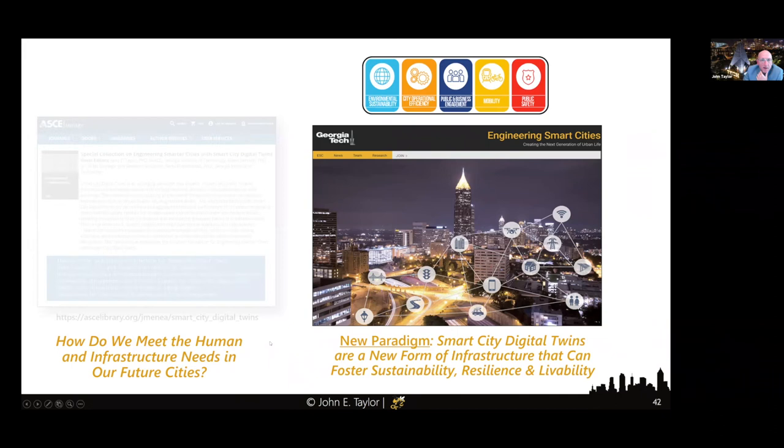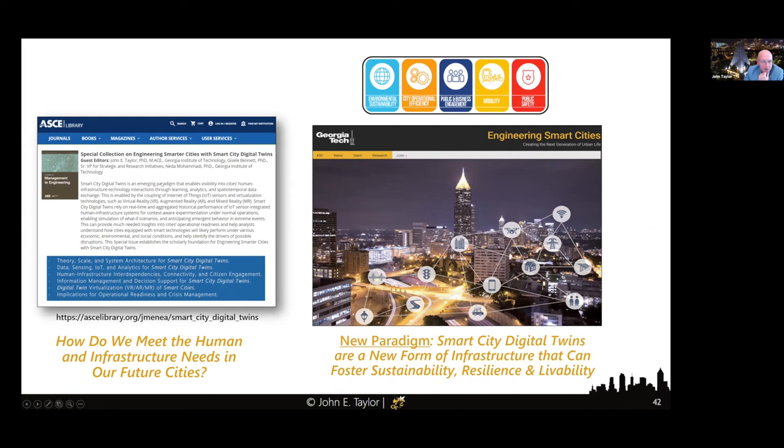And I'll just mention one point. We just had published this year, I guess, edited a special collection on how to engineer smarter cities with smart city digital twins that is published by the ASCE Journal of Management Engineering. So if you go to that link or just Google it, if you're interested in a range of different topics, you can find those there.